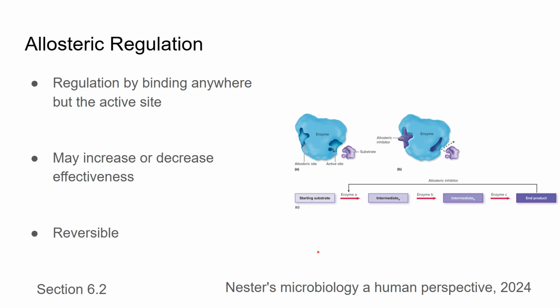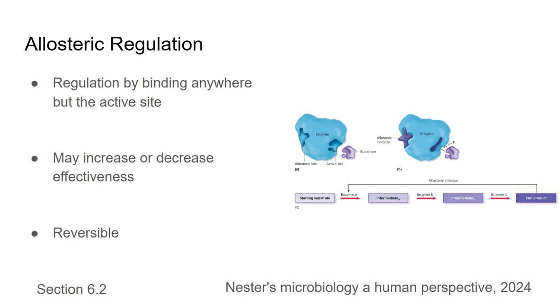Another way that enzymes can be affected is by something called allosteric regulation. Allosteric just means elsewhere, basically. So allosteric regulation means that it's being regulated by something binding outside of the active site. Allosteric regulation may increase or decrease the effectiveness of an enzyme. So sometimes having an allosteric activator could make the reaction happen quicker, or in the example here, an allosteric inhibitor can slow down a reaction.